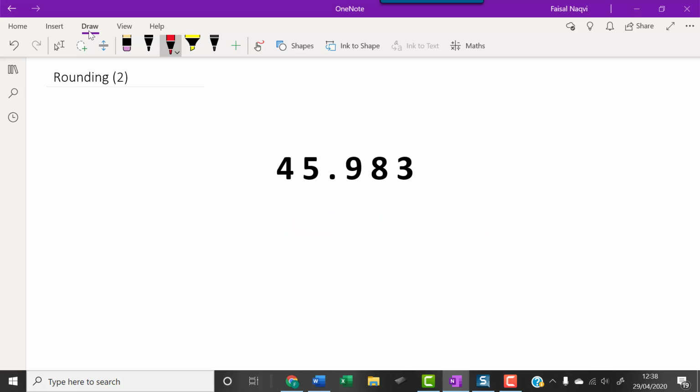This third example is a little more tricky. Again, we're going to round to 1 decimal place. So if I take a look at that, the 9 is at my first decimal place. The 8 is my deciding number. Again, what does the 8 tell me to do to 9? Because the 8 is 5 or greater than 5, that tells me to round the 9 up.